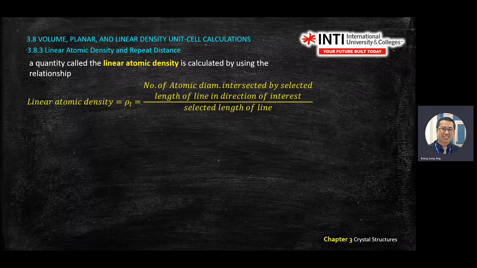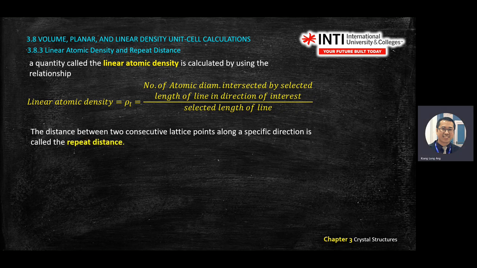Okay. And one more calculation: linear atomic density. What does it mean? This one focuses on a line. Just now was on a plane, this one is on a line. On the top is the number of atom diameters intersected by the selected length of the line in that particular direction, divided by the selected length of the line. It means you draw a line, then you see how many atoms are crossed by that line. It's like needles. You throw a needle and see how many atoms it can poke through.